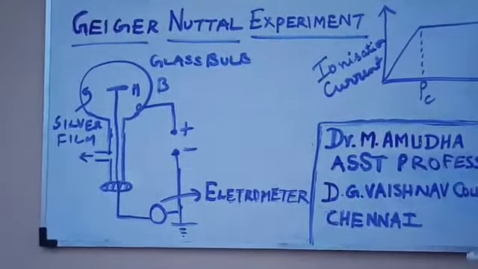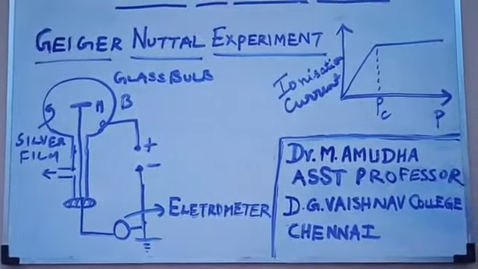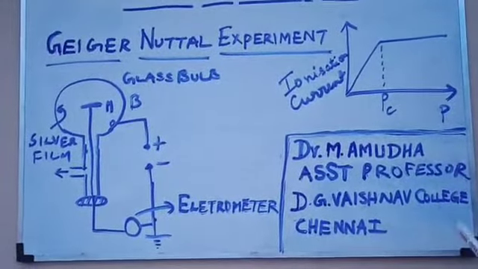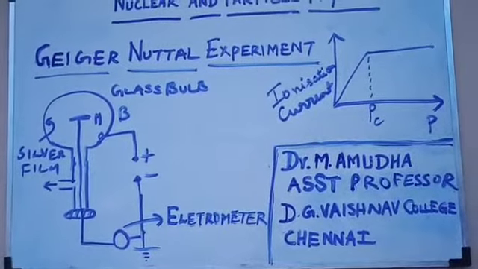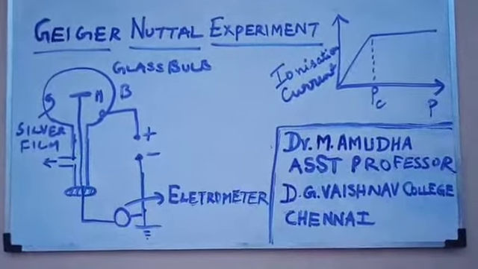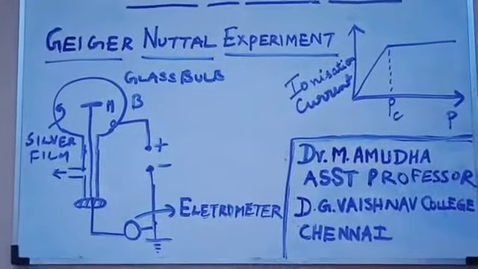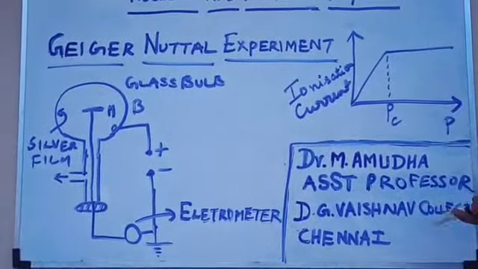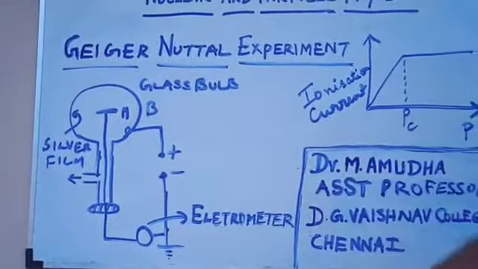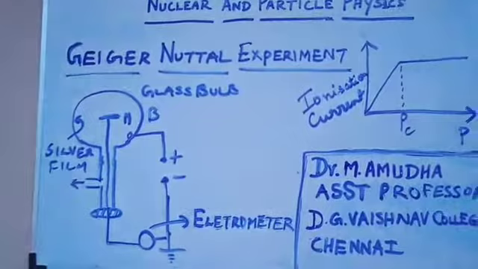Range is nothing but this: when the alpha particle ionizes the gas, it loses some of its energy, and at a particular time it comes to a halt. The distance taken by the alpha particle through the gas is called the range of the alpha particle. In this way we can determine the range of the alpha particle. In this experimental setup, the radius of the spherical bulb gives the range of the alpha particle.